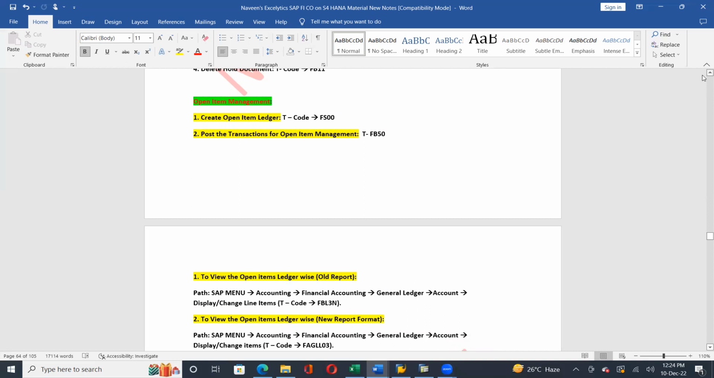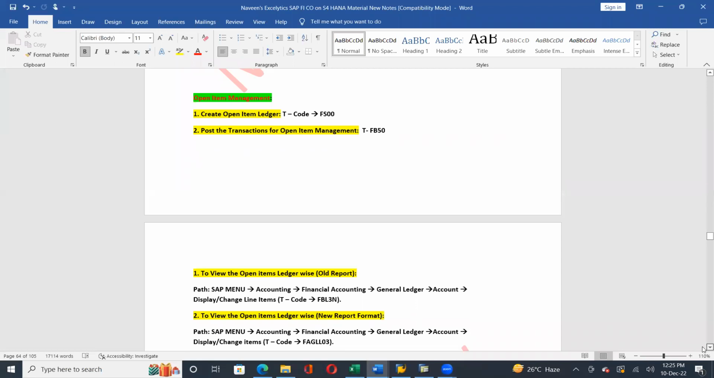So you mentioned display or change line item, but here, to view the open item ledger wise. That means the same. What do you mean by that? Display or change the line item, I wrote here, but the first point is the same. Here you can find display or change items. I am just giving this for your understanding: to view the open items ledger wise, new reporting format, old report format. It's only English I have mentioned, not technique.